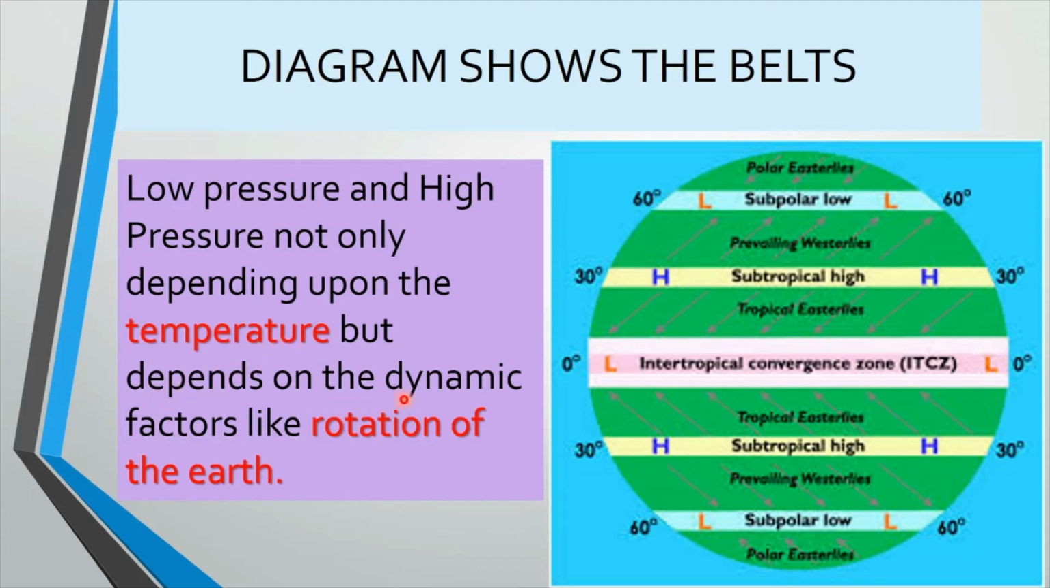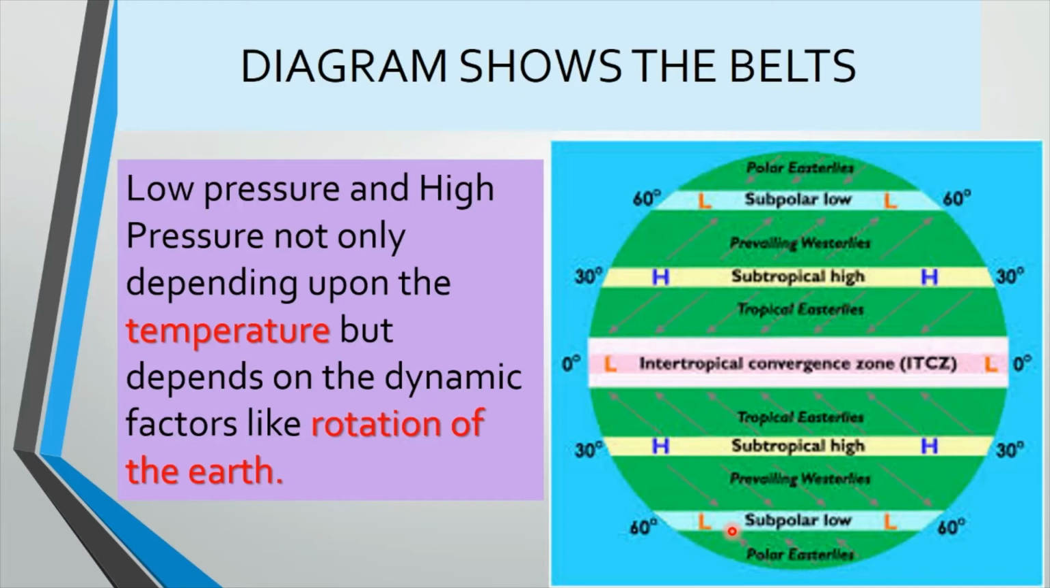Next is the dynamic factor, that means rotation of the earth. Now, the Coriolis effect also affects the pressure belts. So, with these two conditions, sometimes a low pressure belt is there and comes to upper latitudes, then high pressure, then again goes to upper latitude, low pressure is there. So we will discuss these things in detail. Watch this continuously so that you will get each and every item clearly.